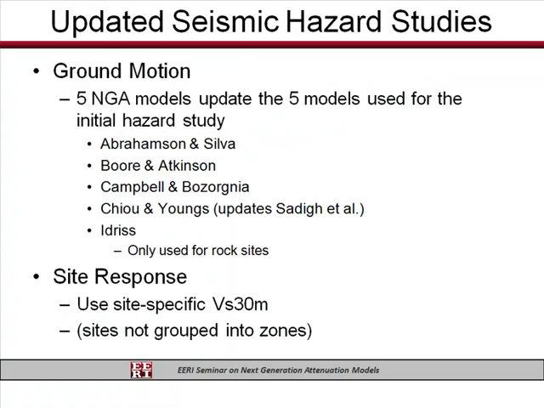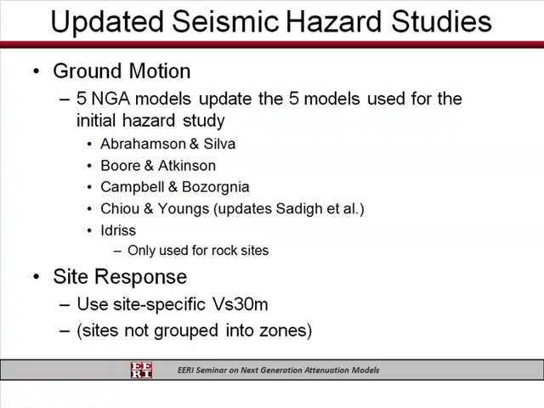Now moving to the updated work that Norm and I did. As I mentioned, the real driving force was to come up with the new information that's available, specifically looking at the NGA ground motion models. So we looked at the 5 NGA models to replace those in the previous 2002 study. Specifically, it's the Abrahamson and Silva, the Boore-Atkinson, the Campbell-Bozorgnia, the Chiou and Youngs, which represents the update to the Sadigh model, and the Idriss.